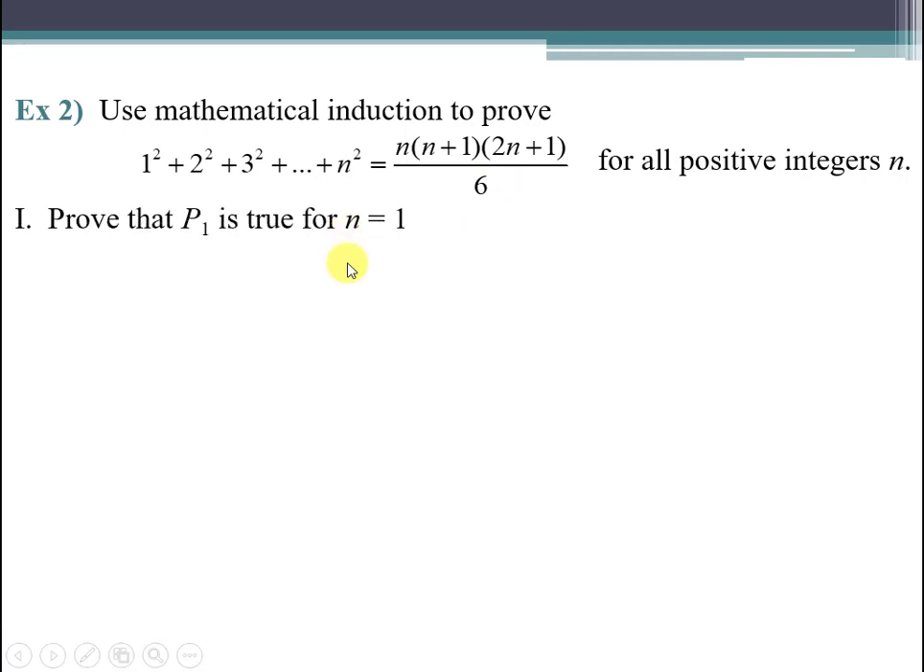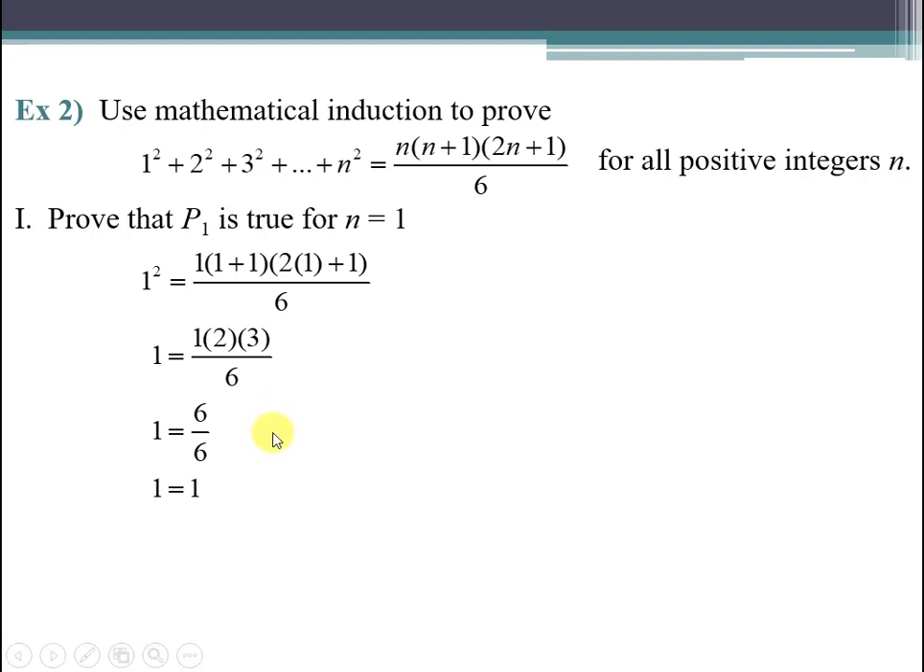So again, first we should prove that P(1) is true for n equal to 1. Okay, so what we have: 1 squared, this is the first term, so it means P(1), and here we should put 1 instead of n again. So 1 times (1+1) times (2 multiplied by 1 plus 1) over 6. So what we have is just 1 is equal to 1. So we proved the first statement, the first step.